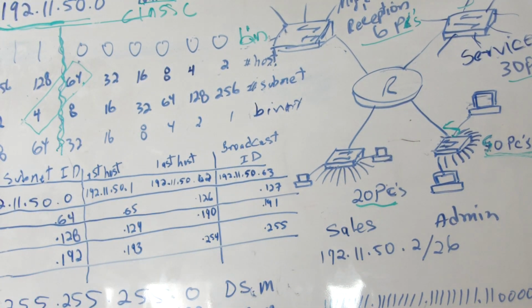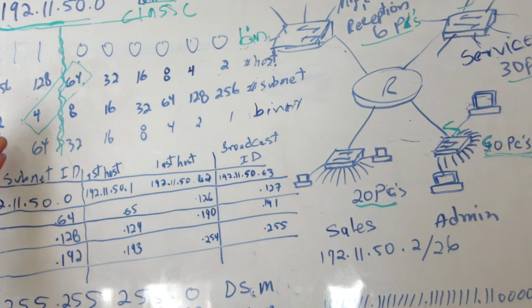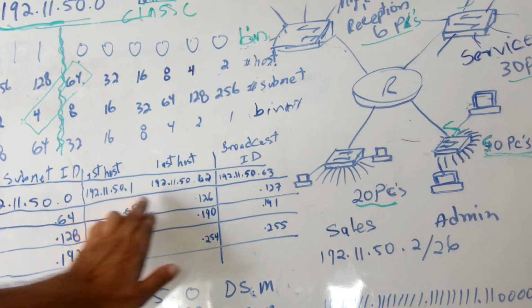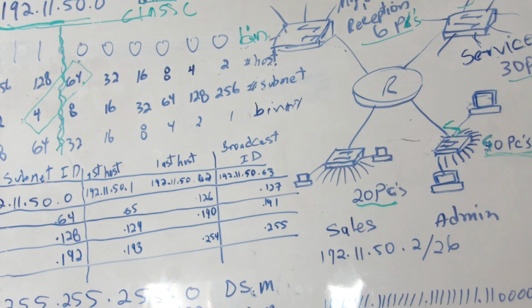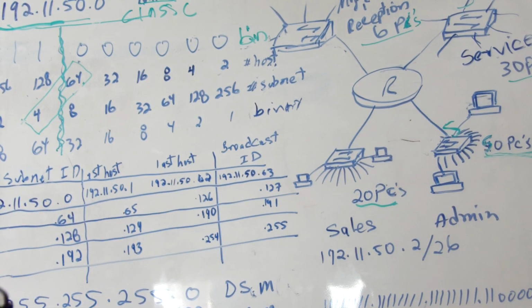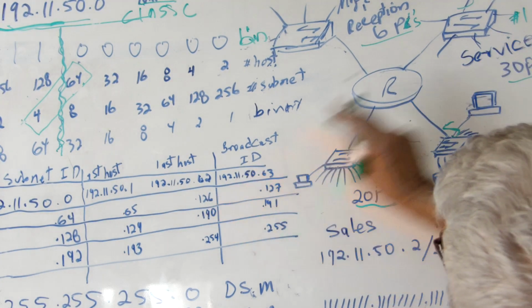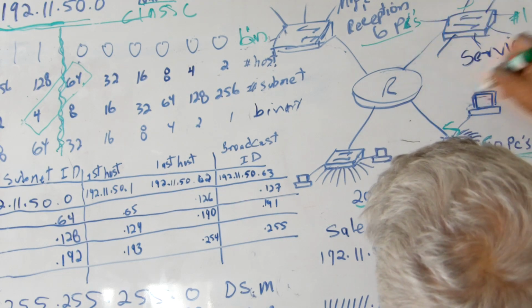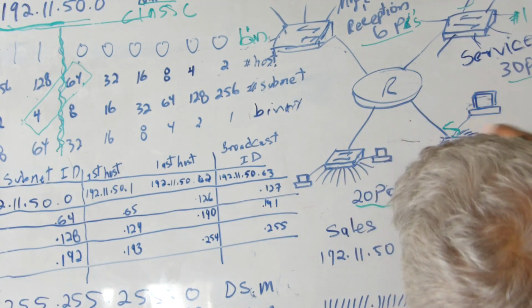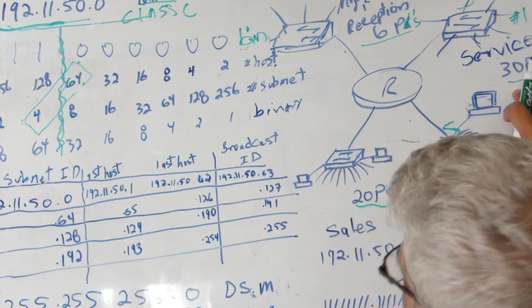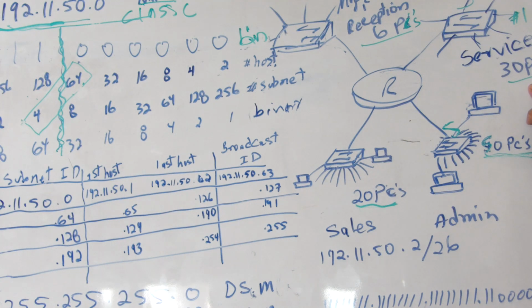And each subnet has a subnet ID. There are some hosts in it. Okay, what does that mean? Suppose this one is number 1. You know that this is a network because the router divides these 2 different networks. So this is number 1. This is what? Service department. So it has 30 PCs.